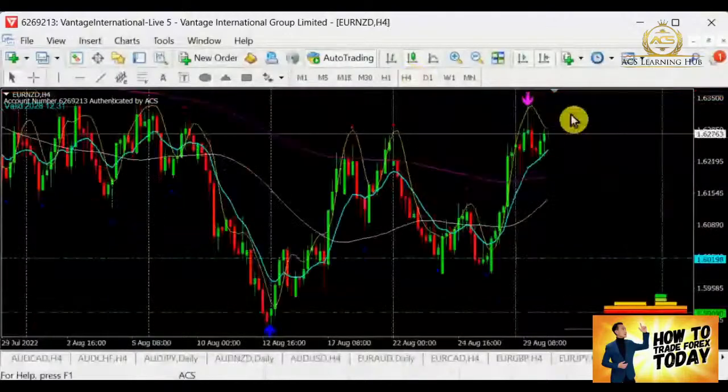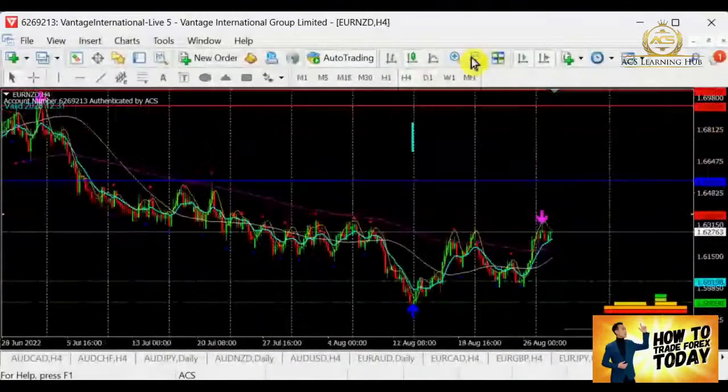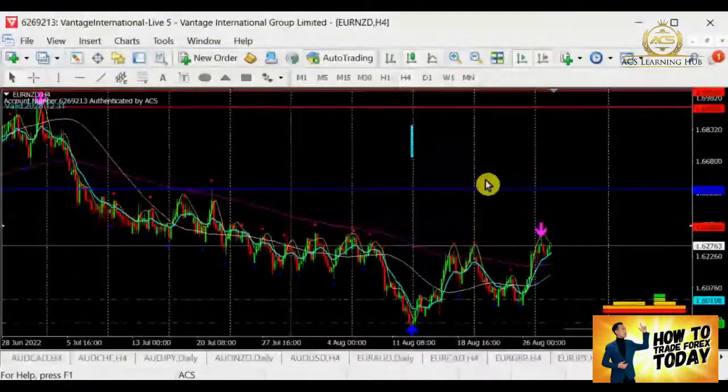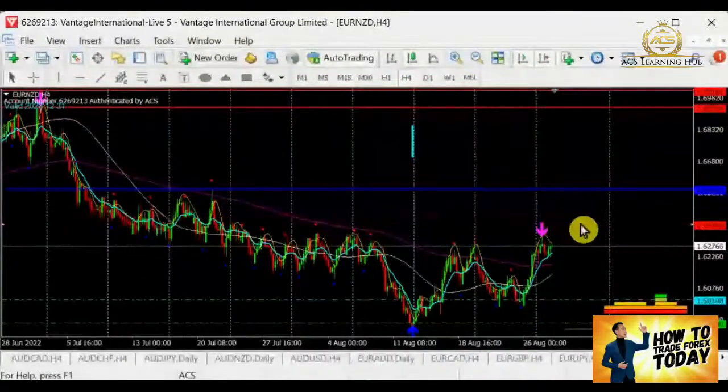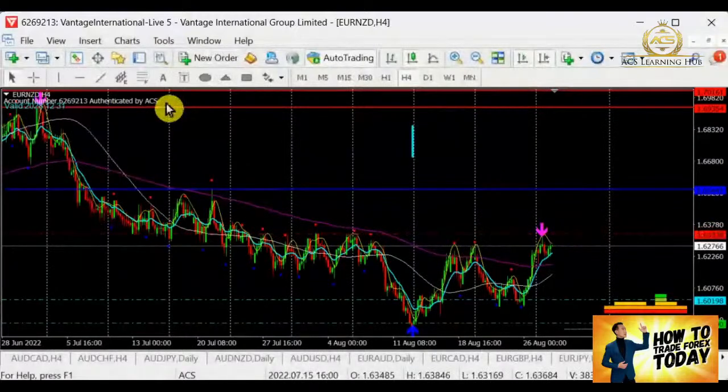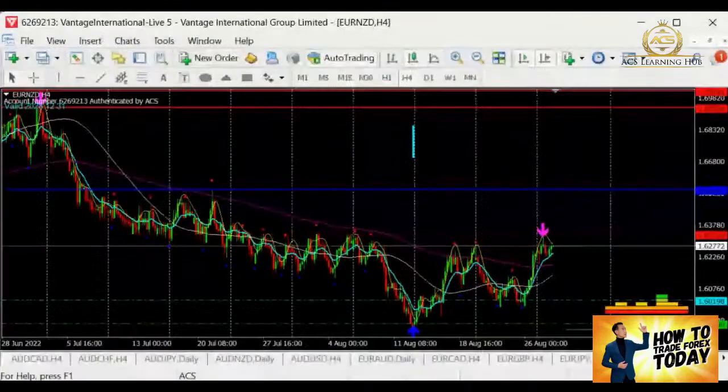So let me see. The resistance is pretty near. We are quite near to the resistance. So even if you are going for a buy, I would suggest that it's good to take note of the resistance before you actually start buying.